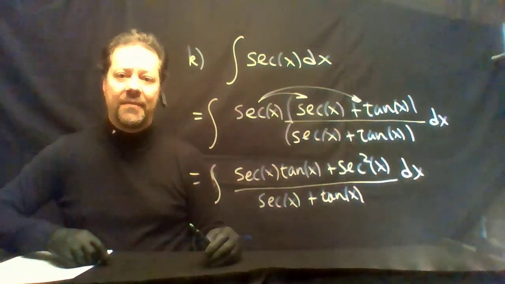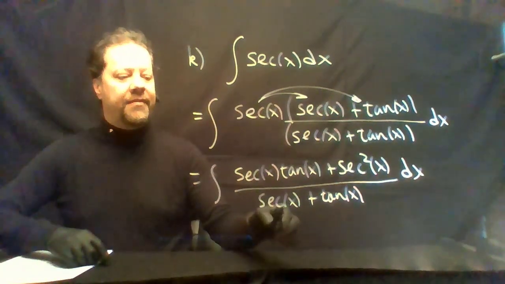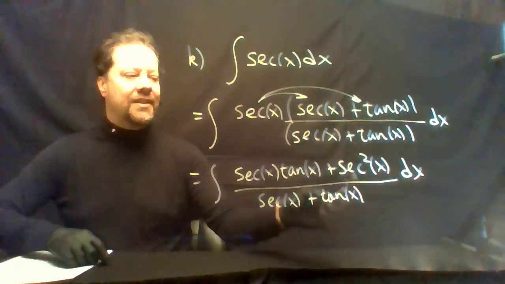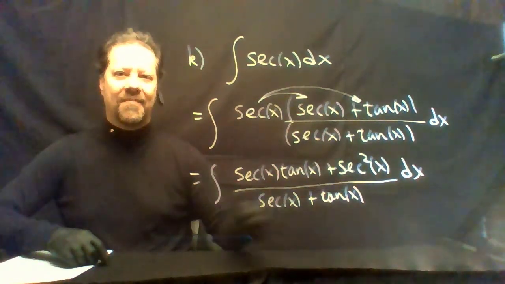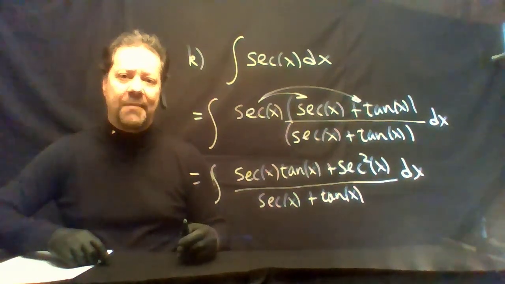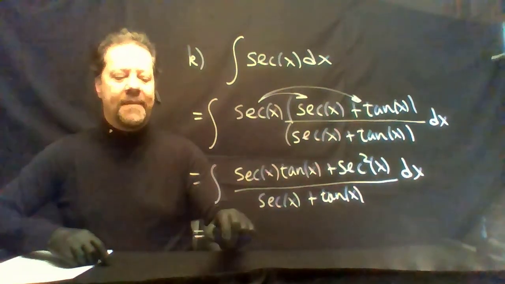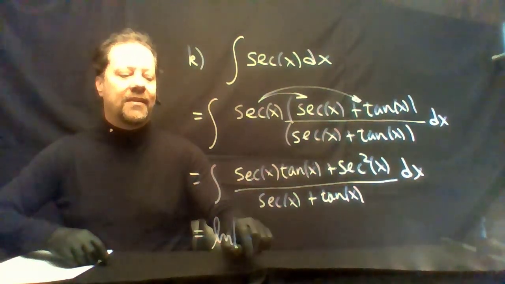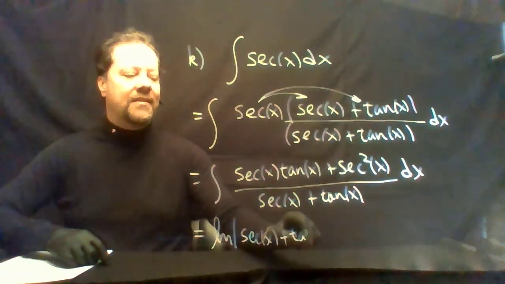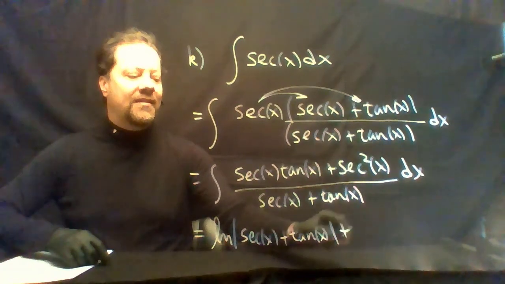At this point, you're supposed to notice that the derivative of secant is secant tangent, and the derivative of tangent is secant squared. The integrand is now in the form f prime divided by f. We immediately deduce that the answer is log absolute value secant of x plus tangent of x plus c.